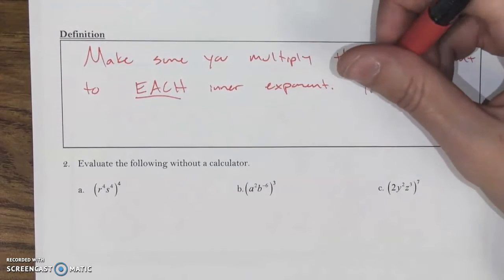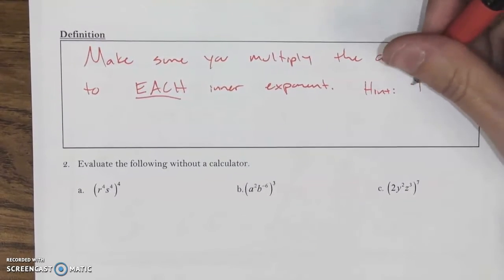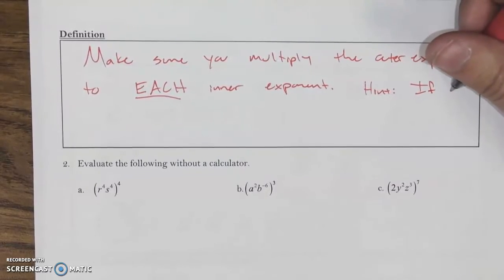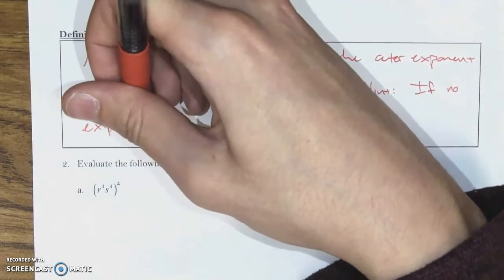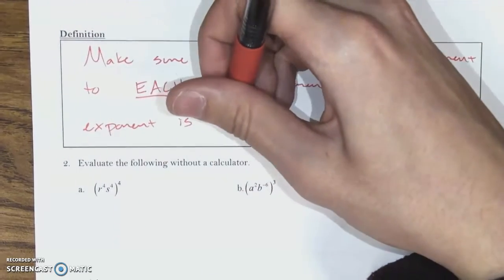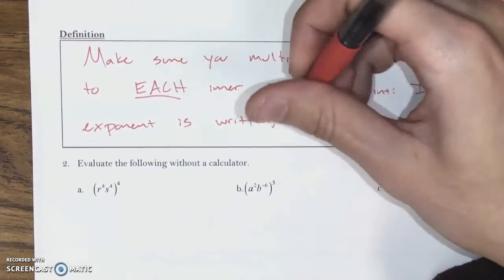A hint: if there is no exponent, so if no exponent is written, then it is 1.